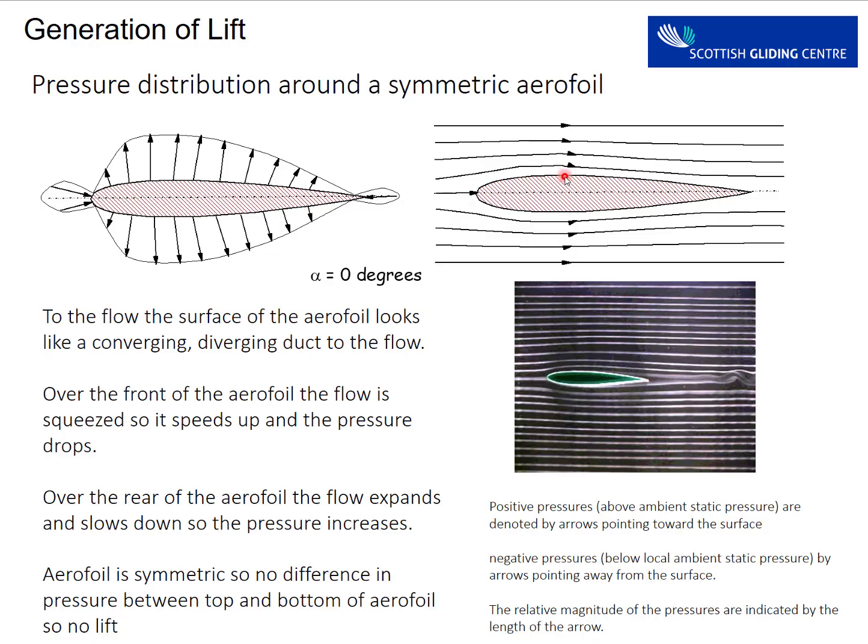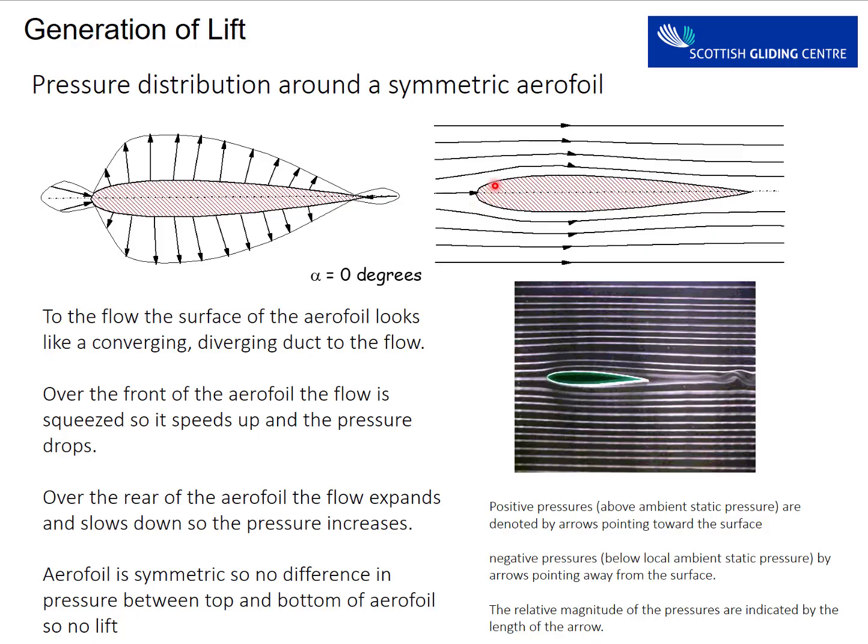As we go past the point of maximum thickness, then the flow is seeing an expansion. It's not being squeezed as much, and therefore it will slow down and the pressure will increase. So what we see is over the leading edge of the wing the pressure drops, and over the rear of the wing the pressure increases.